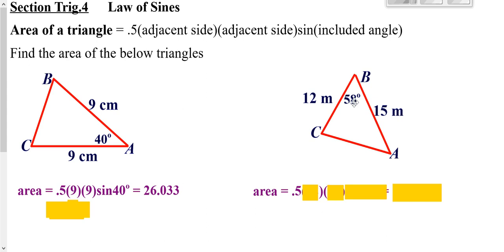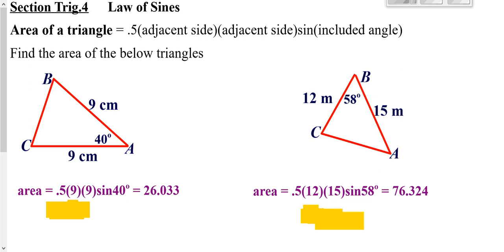Similarly, over here, we have an angle between two sides. We know both of those sides, so we can go 1/2 our first side times our second side times the sine of the angle in between, and then we would get our answer. And because we have meters, it should be meters squared.